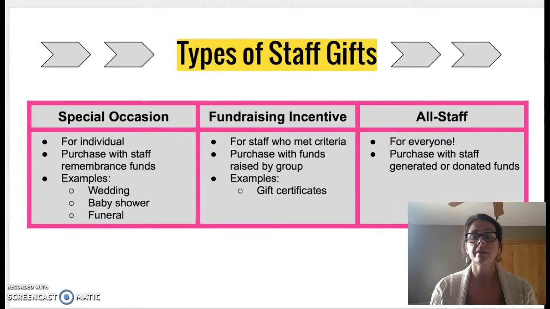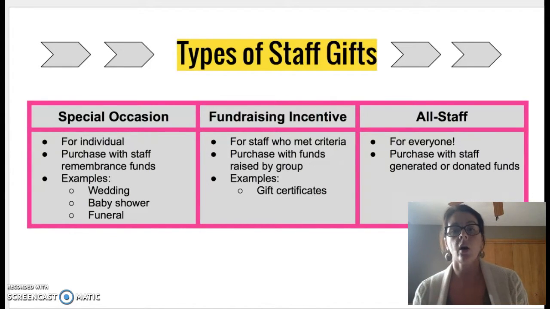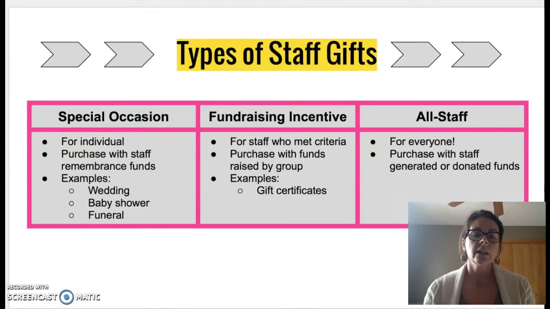There's three different types of staff gifts that were discussed in our text: special occasion, fundraising incentive, and then all staff gifts. Special occasion staff gifts are purchased with monies from the Staff Remembrance Fund that typically come from annual staff dues per se or donations.